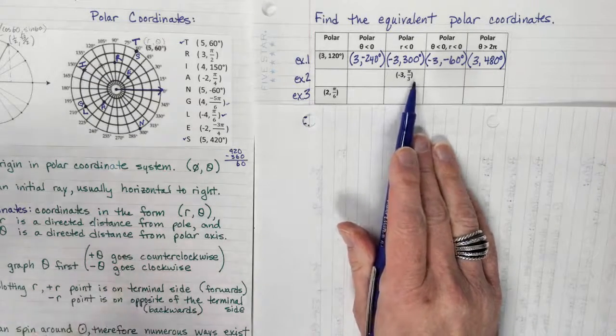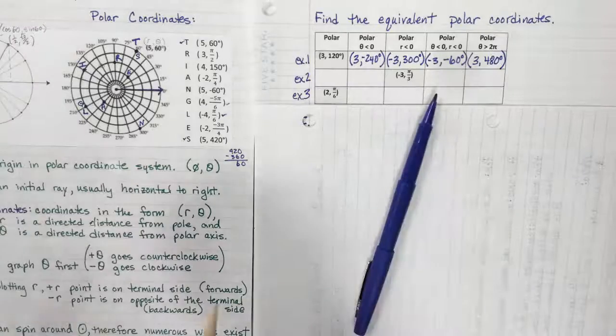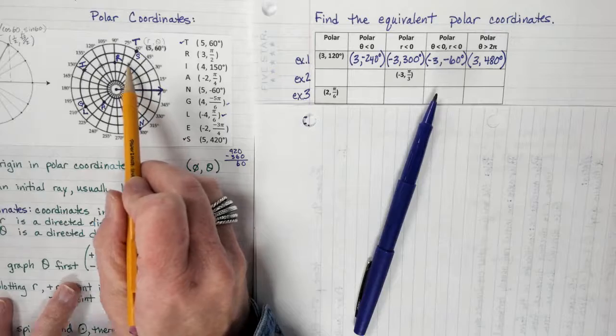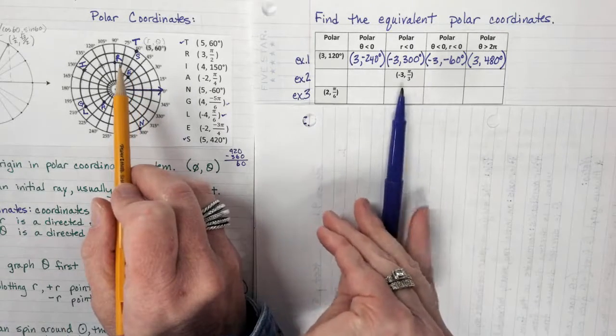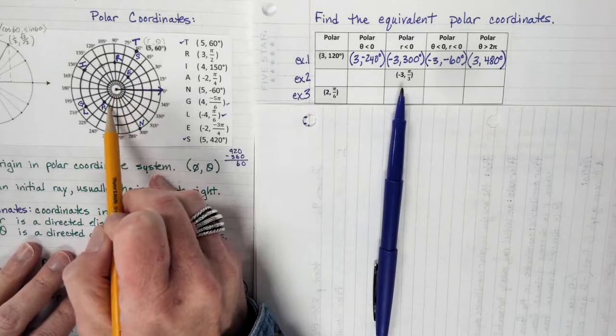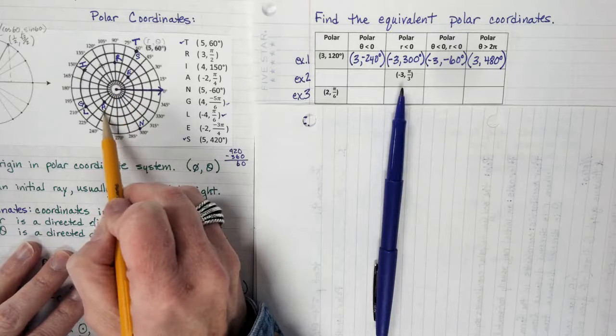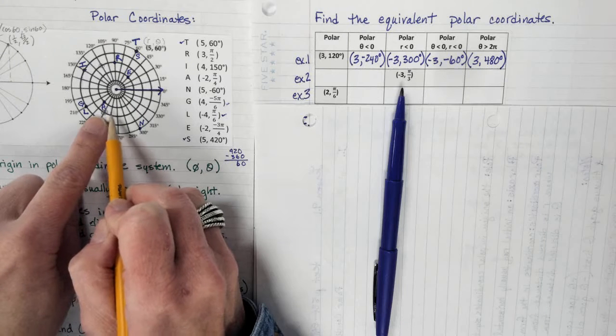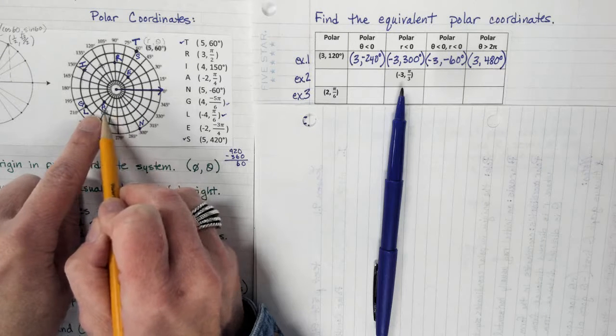So remember, do the theta first. Pi over 3 is 60 degrees. So we come up here to 60 degrees, but then it says a radius of -3. So I need to come back down 1, 2, 3. I'm right here. Okay? If I'm right there, we need to now find all these different ways to name that point.